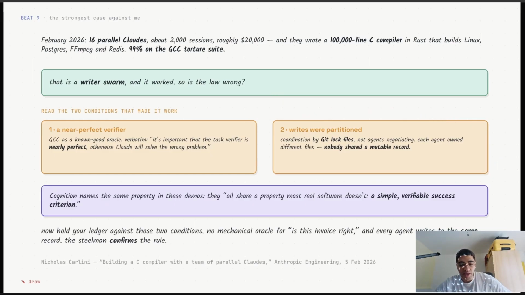And Cognition actually names this exact property when they list these demonstrations. They all share a property that most real software does not: a simple success criterion, as we are talking about here.